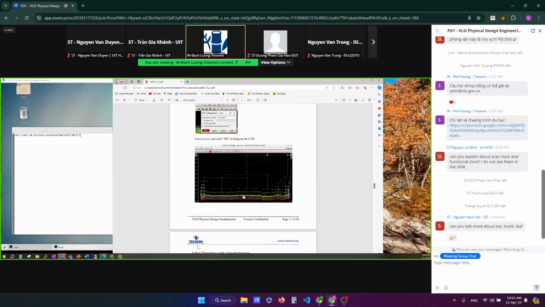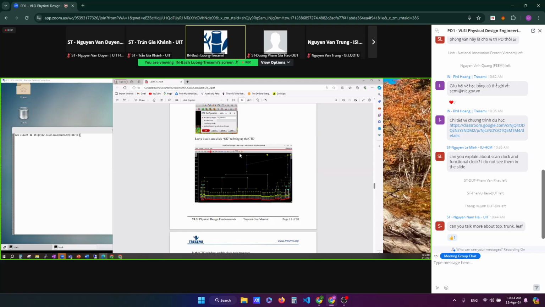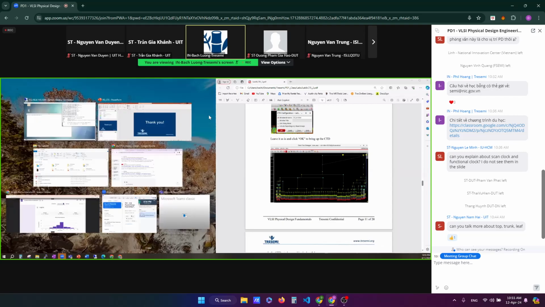So I hope that answers your questions in terms of top, trunk, and leaves. Okay, so you can have a lot of trunks in between, but the top usually is the main spine that drives. Usually it's at the very top high level with the wide space and super buffers. Okay, this is very slow.